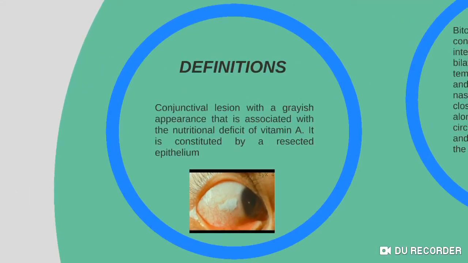Definition: conjunctival lesion with a foamy appearance that is associated with the nutritional deficit of vitamin A. It is constituted by a rosette in the picture.